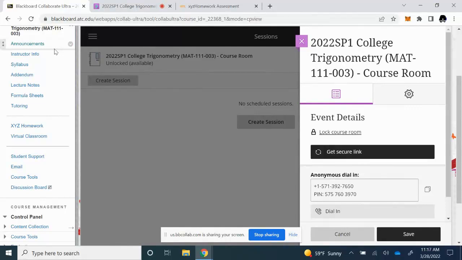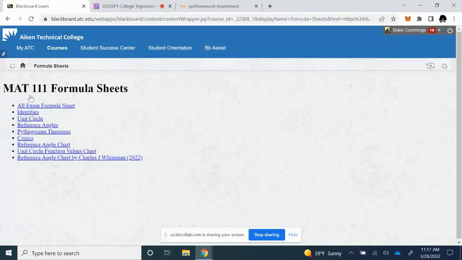We continue solving oblique triangles. Today's lesson may be split up into a couple of parts. I don't know if we're going to have time to get through everything, but I'm going to bring up the all exam formula sheet.